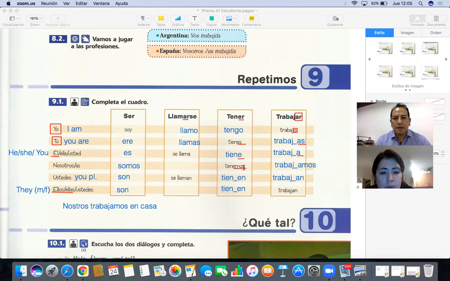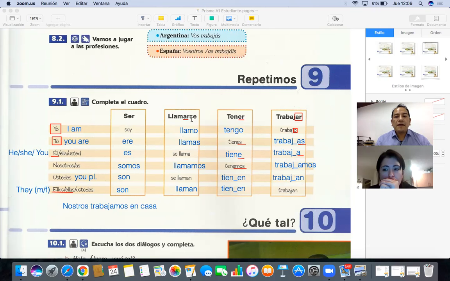So that's the ending. Ustedes, it's there already, but llaman, AN. Same as trabajar, trabajan. Llaman, right? And they, what would that be? Llaman, yes, AN ending. So this llamar is the same as trabajar, and the endings correspond exactly the same.